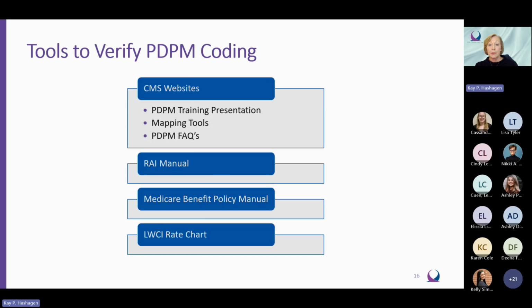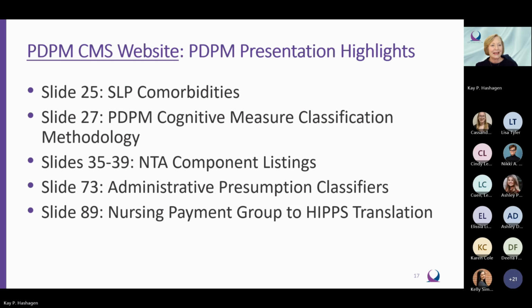Now let's quickly talk about the tools that we use to verify PDPM coding. The CMS website has some great options, and we're going to talk about them. The RAI manual, the Medicare Benefit Policy Manual, and we're going to finish up with our rate tool.